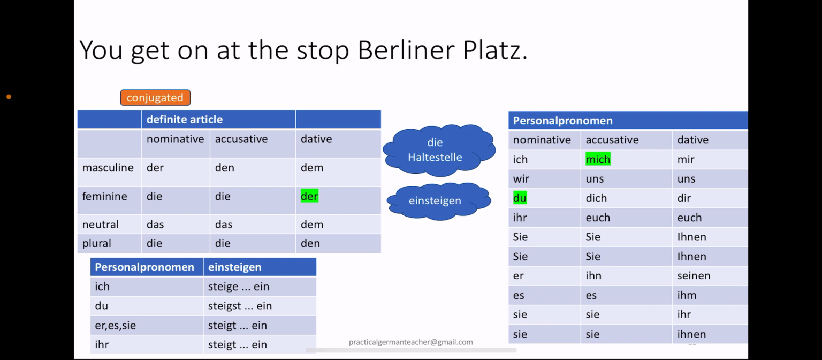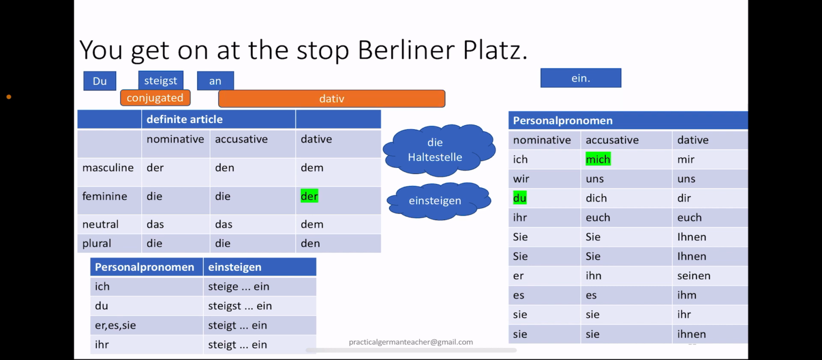Let's start with the sentence. At the second position, you will have the verb which is conjugated with respect to the subject: du steigst. Then the prefix at the last position. An is the preposition. What comes after an must be in dative format. The object is Haltestelle, definite article in dative case for feminine is der. Then of course Berliner Platz, name of the stop. So the sentence, I will read it: Du steigst an der Haltestelle Berliner Platz ein.